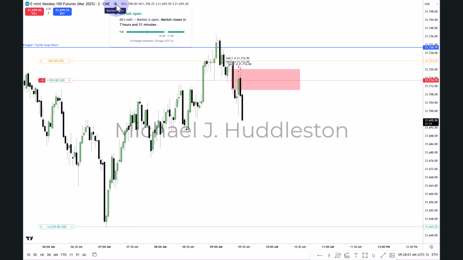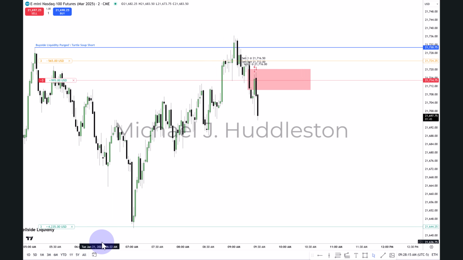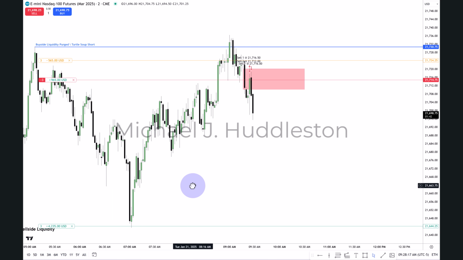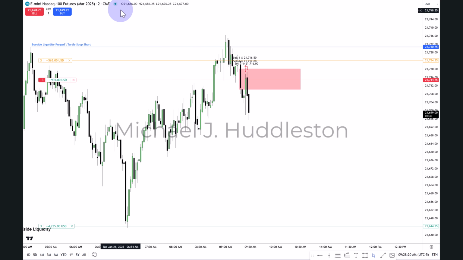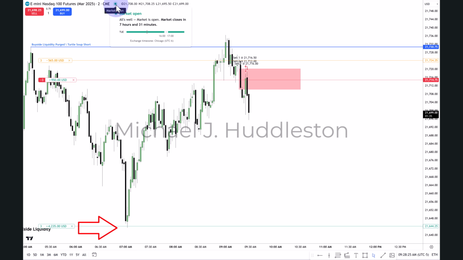And I'll annotate the inversion fair value gap now that I think it's validated. One more look here at the time here. Notice the run higher to take out the buy side started at 7 a.m. That's classic pre-market session activity.